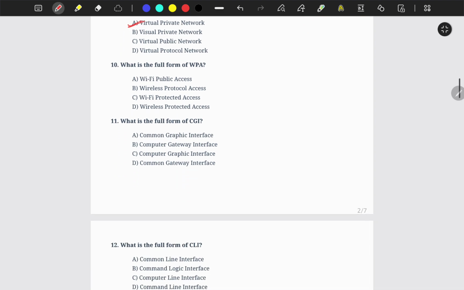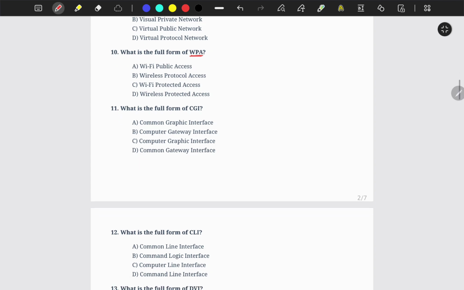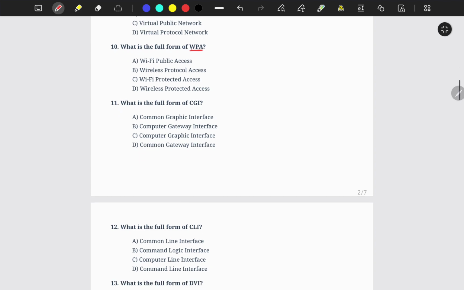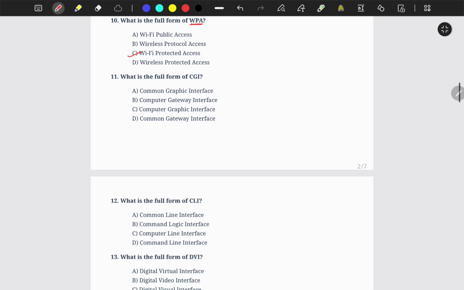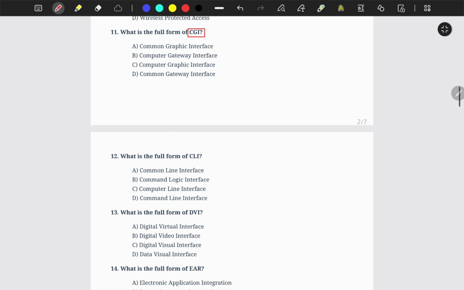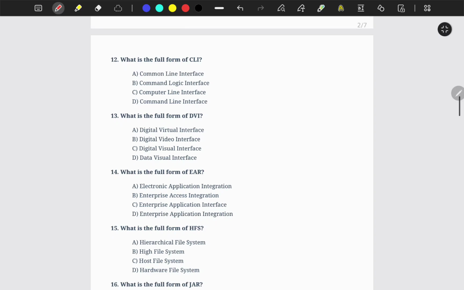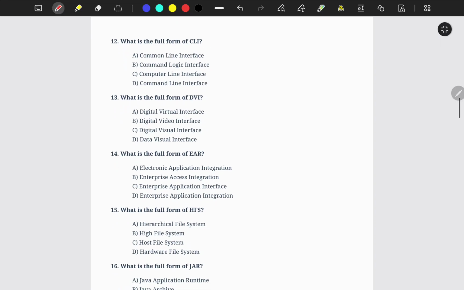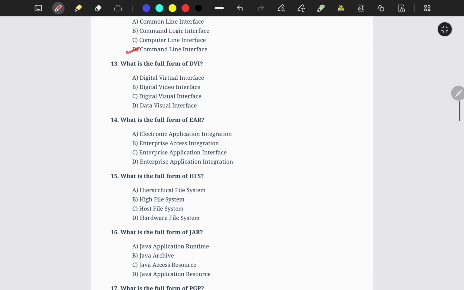Question number 10, full form of WPA. The correct answer is option number C, Wi-Fi Protected Access. See, full form of CGI. You have heard about CGI, right? So what is the full form of CGI? It is option number D, Common Gateway Interface. What is the full form of CLI? The correct answer is option number D, Command Line Interface.